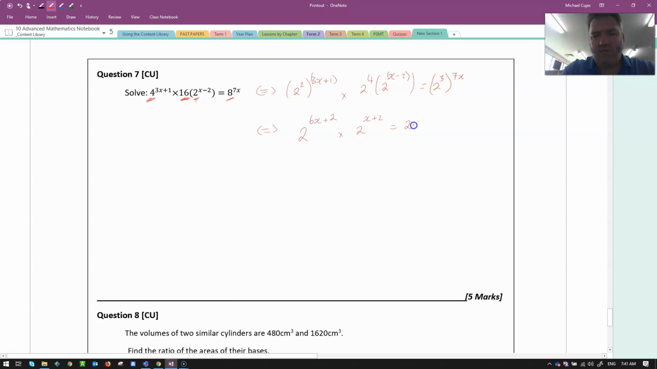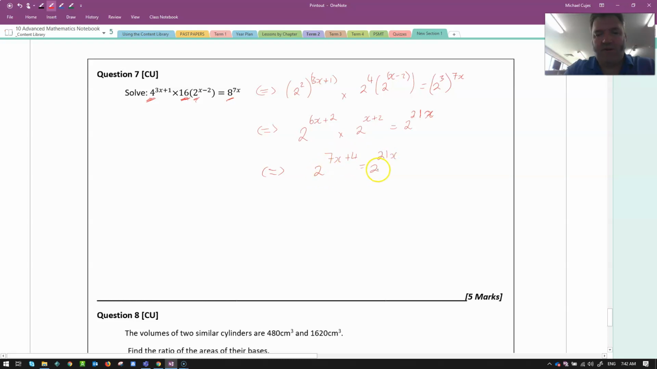And here I'm going to have 2 to the 21x. I said 21 and wrote 27. That takes some skill. 21x, 3 sevens are 21. Alright, keep going with our rules. This is going to be 2 to the power of 7x plus 4 equals 2 to the power of 21x.